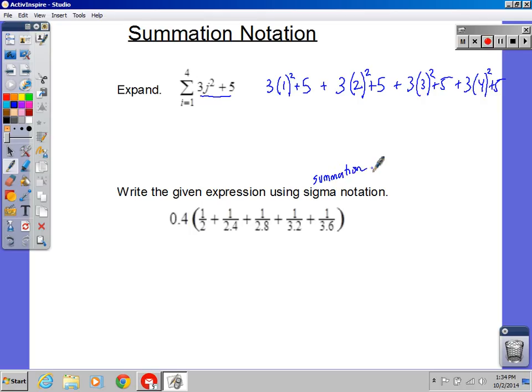Alright, so the 0.4 here is constant, it's out in front, it's unaffected, so that's going to be part of our answer no matter what. Obviously we're going to need the Greek letter sigma to represent that we're adding up a sum here. And then the next piece we want to look at is within our expression here, what stays the same the whole time? Well, there's a fraction with a numerator of 1. That stays the same, therefore that should be in our equation as a constant.